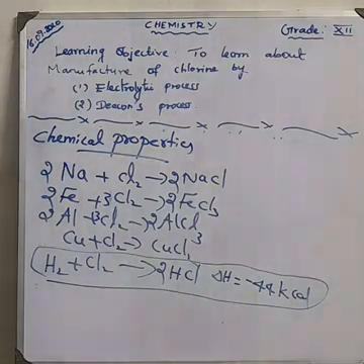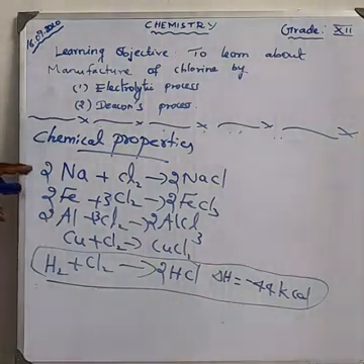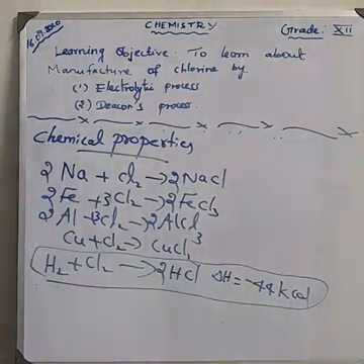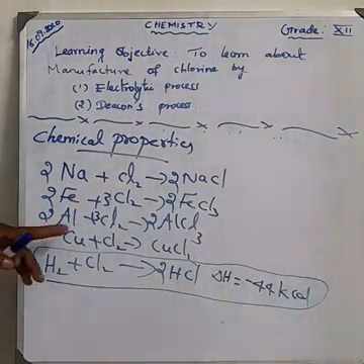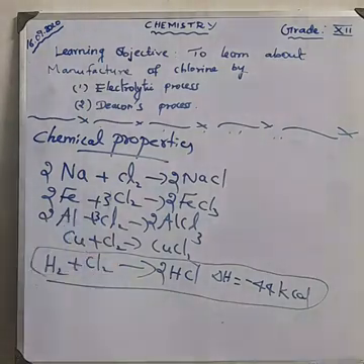Okay, these are the chemical properties. What is about the chemical properties? Sodium combines with the chlorine to form sodium chloride. Iron combines with the chlorine to form iron chloride, and aluminium also combines to form aluminium chloride. Copper combines with chlorine to form copper chloride. These are the reactions of the metals.